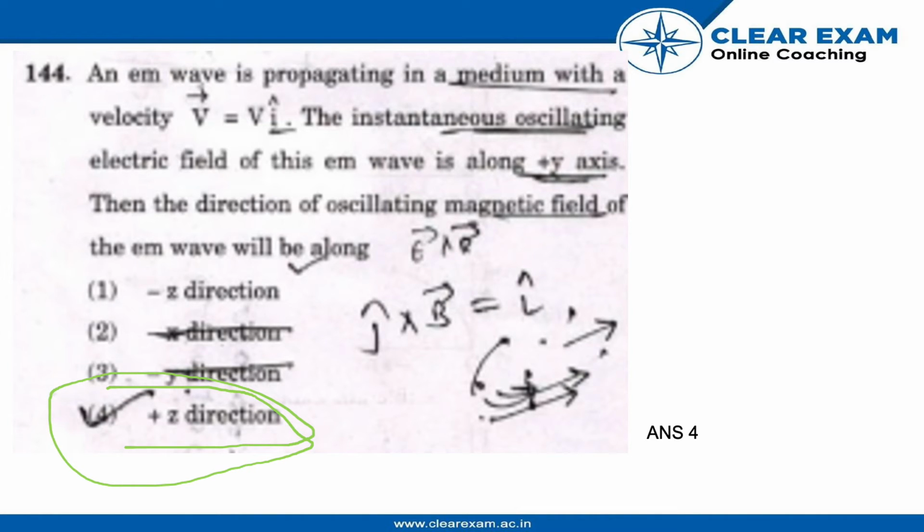How? As you know, the propagation of the wave in the x direction is î, and the oscillation of the electric field in the y direction is ĵ, and so the direction of the magnetic field is given by î × ĵ = k̂. Now this cap is very necessary. So the positive z direction is the correct answer for this question. Thank you.